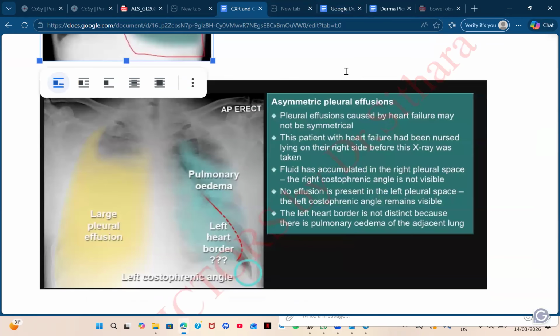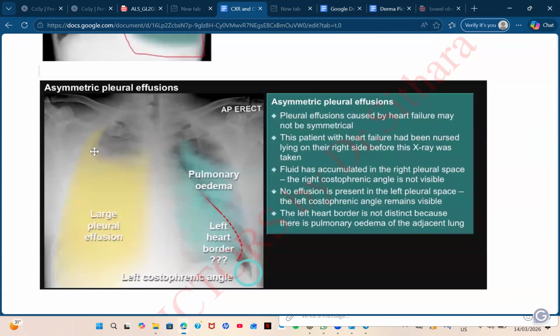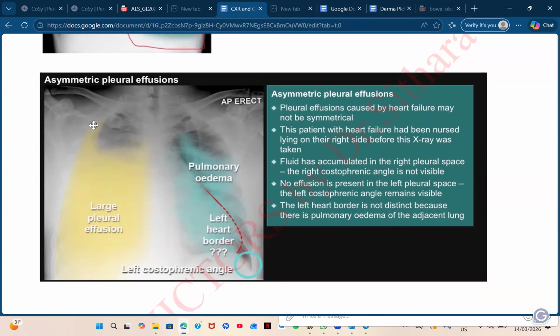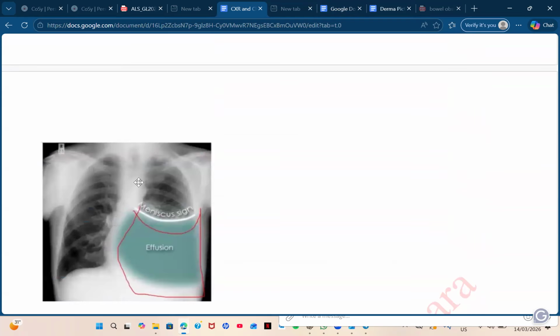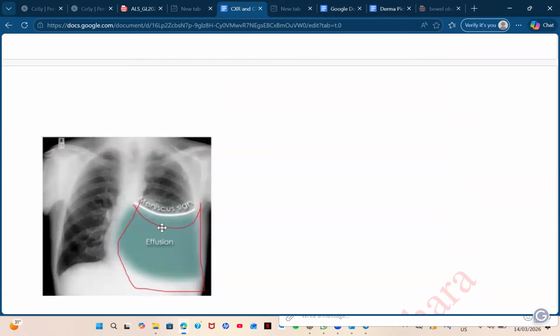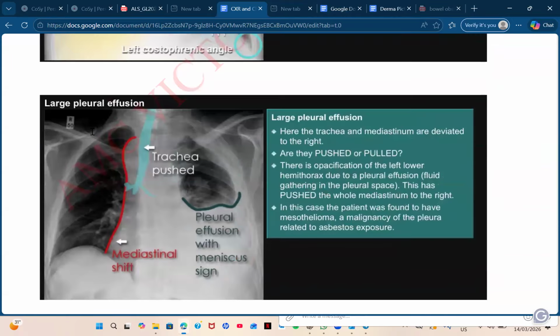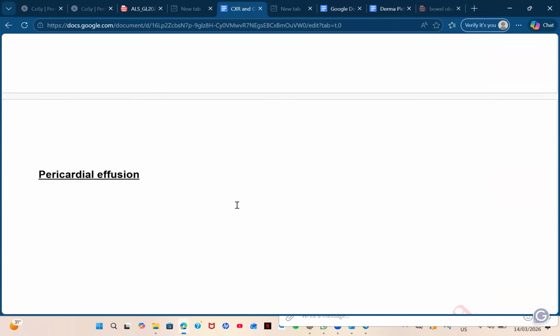I'll show a picture. This is an asymmetrical pleural effusion. You can see the large pleural effusion here, and you can see this meniscal sign as well. Can you see here? Like that. Remember this picture, a very good one. Meniscus sign. Here also a large pleural effusion with meniscal sign. You can see large effusion.